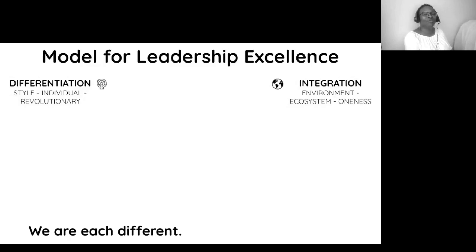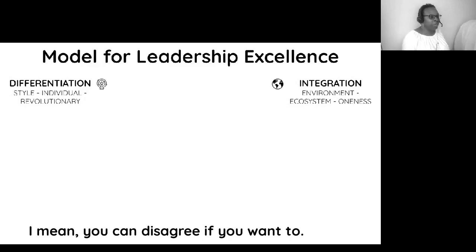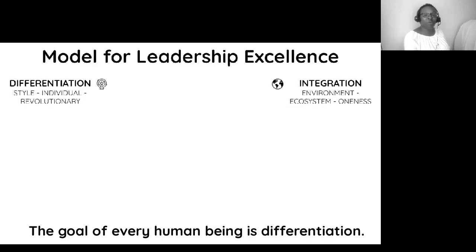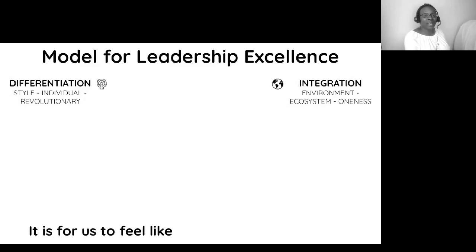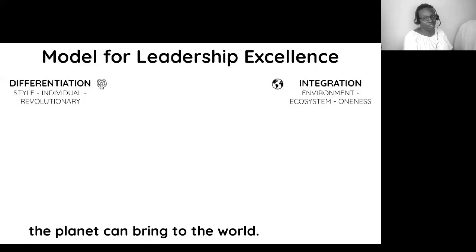We are each different. And so, the goal of every human being, in my opinion, I mean, you can disagree if you want to, but I think if you're here, you probably agree. The goal of every human being is differentiation. It is for us to feel like we are unique and that we're bringing something that no one else on the planet can bring to the world.